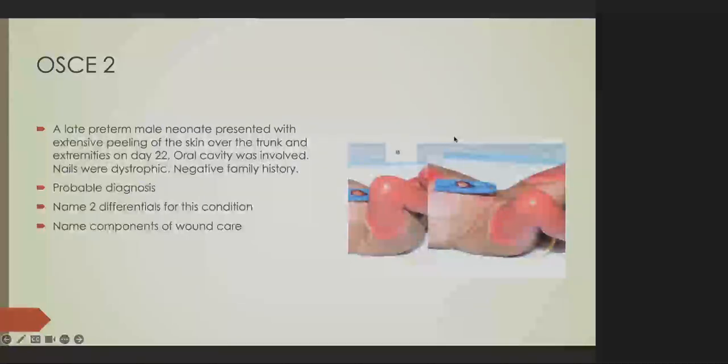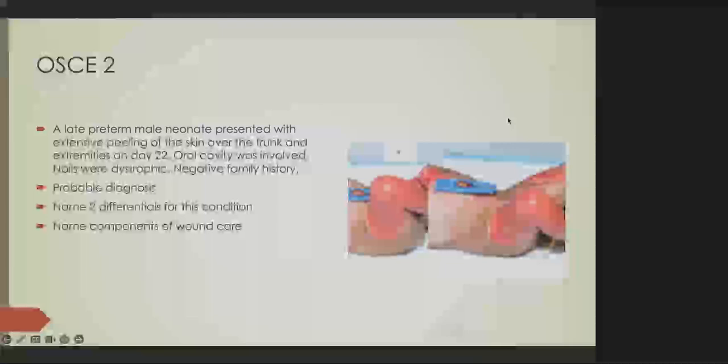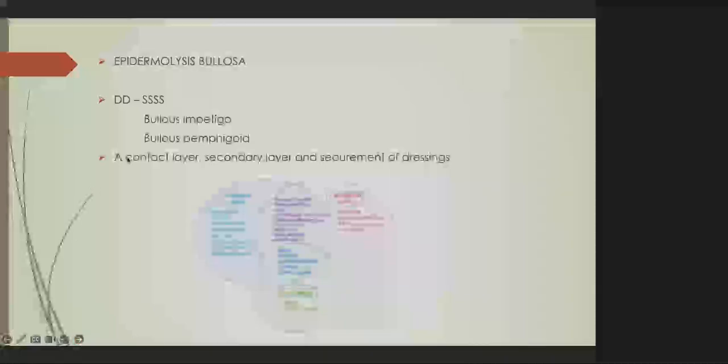Yes, correct. Epidermolysis bullosa, right? Yes, I can see some differentials also. Okay. So yes, some of you have got it right. Epidermolysis bullosa. It's not staphylococcal scalded skin syndrome because of these two things: the oral cavity was involved and also the nails were dystrophic. So this is more pointing towards epidermolysis bullosa. The differentials would be bullous impetigo, staphylococcal scalded skin syndrome, and pemphigoid.